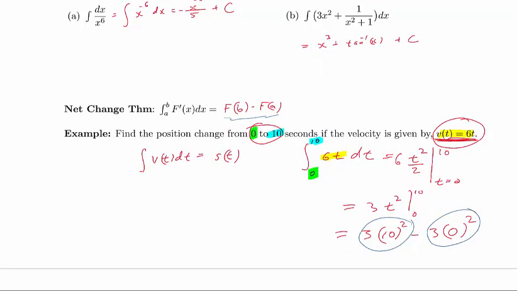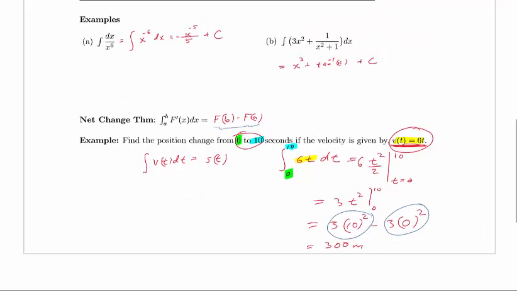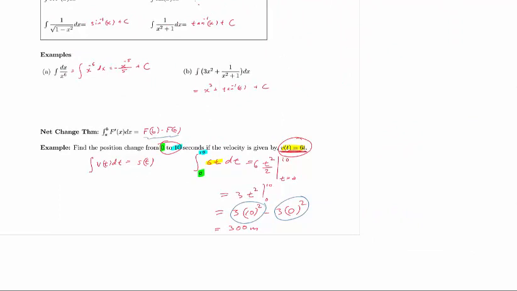And so, of course, 10 squared is 100. And so this all becomes 300. And that was in, we'll assume it's in meters. It could be in feet because it doesn't specify. So yeah, in 10 seconds, this object traveled 300 meters. Okay? And that is that. That is the indefinite integral and the net change theorem.